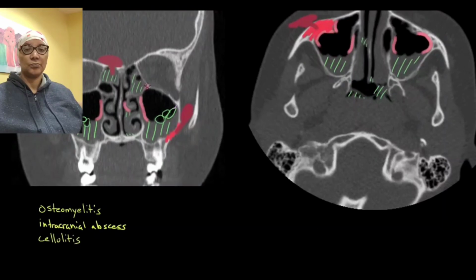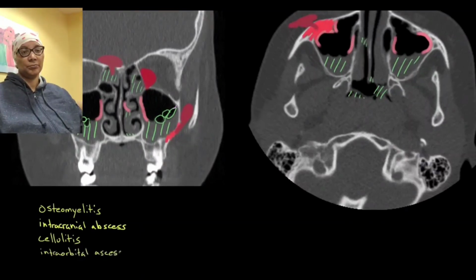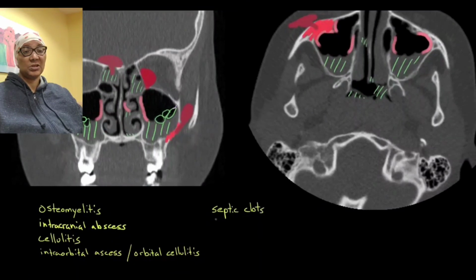If the infection spreads this way, through the ethmoid air cells, into this cavity, that's your orbit. That's where your eyeball lives. That can be a super severe complication too. That can cause an intraorbital abscess or an orbital cellulitis. And there's all sorts of important arteries and veins that run through your head and neck. And if infection gets into them, it can cause infected clots or septic clots. Dangerous. And it can also travel to other parts of the body, and those are called septic emboli.